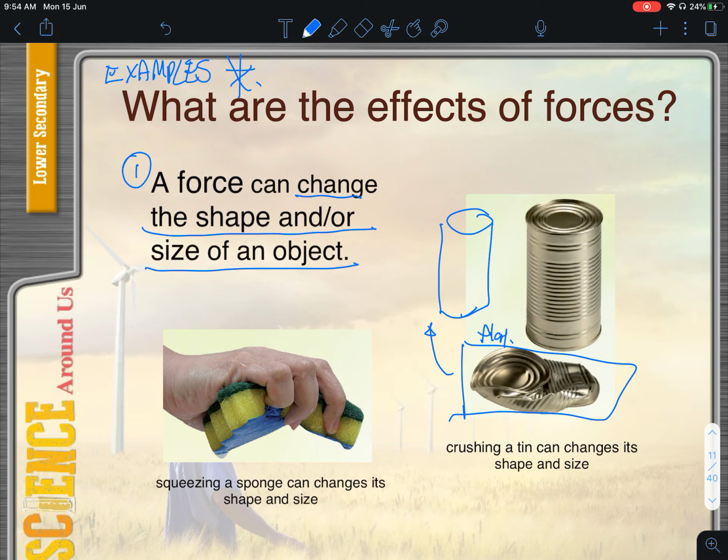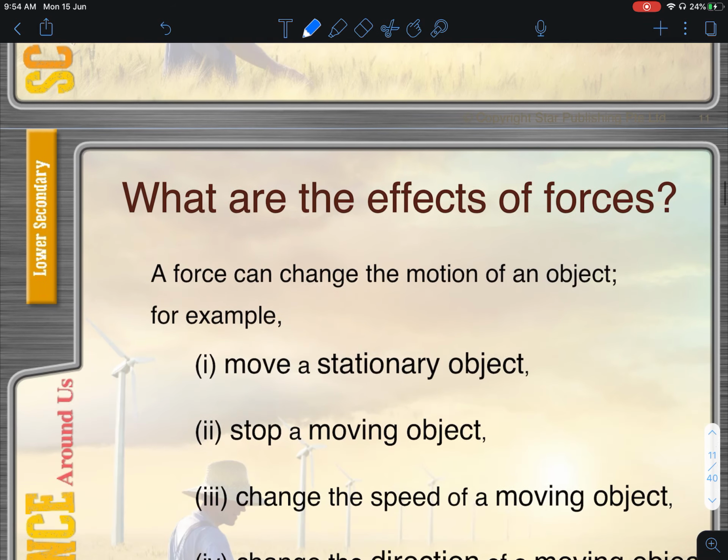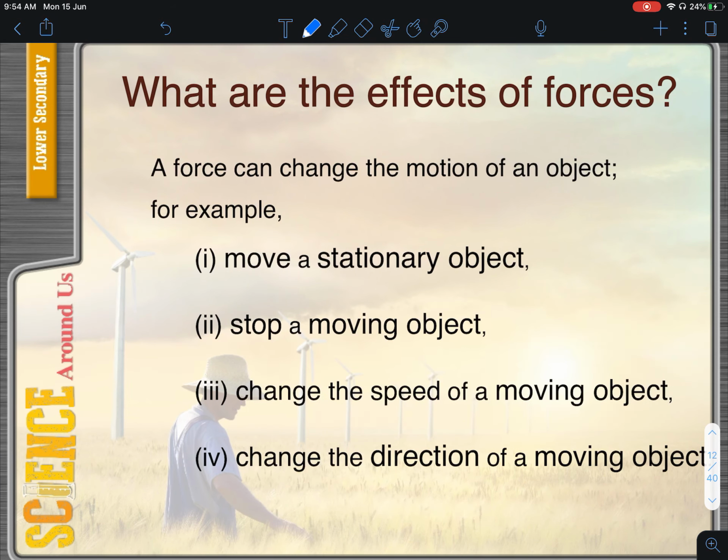So this is an example. Second thing is, do you see the size also change from something so tall, now it's something so short? So in a way, by exerting force, you can either change the shape of the object or basically the size of the object. Second thing is force can also change the motion. Motion meaning that the object is already moving, movement, object movement.